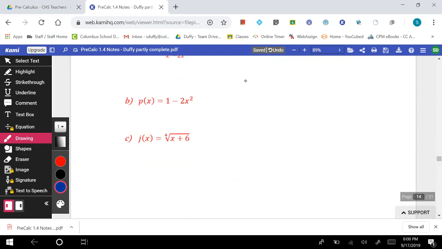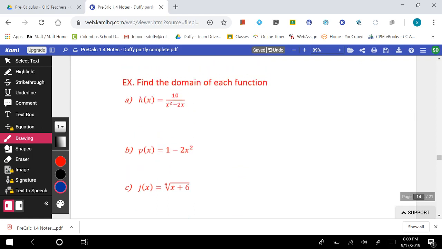Finding the domain of these functions. Part A. What we have to do is just make sure that the bottom does not equal 0. So let's figure out which values would make it equal to 0. Set the bottom equal to 0, and whatever we solve for, those values are going to be the ones that don't work. So factor out an x, you'll be left with x minus 2. Set each of these factors equal to 0. You get x equals 0, and x minus 2 equals 0, and solve that, you get x equals 2.